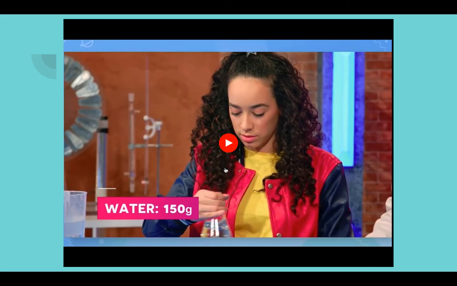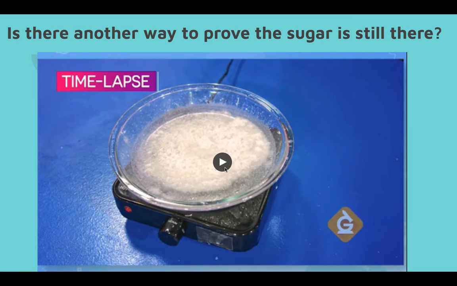Can you think of another way that we can prove that the sugar was still there? Well, we can try separating it by its properties. The property of the sugar is that, even though we can't see it, it is still a solid. The mixing and the dissolving help the particles become small enough for us not to see them, but the sugar is still there and the sugar is still a solid.